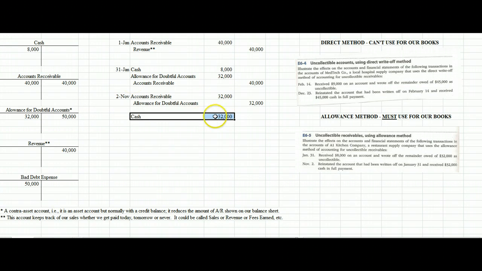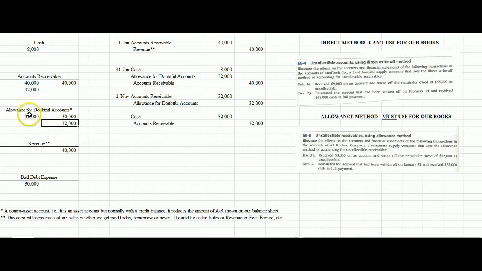So we debit cash for $32,000. Cash is an asset. Assets increase with debits. Accounts receivable is an asset. It's going to decrease with a credit. So let's post these two journal entries here and see if that helps. All right, accounts receivable currently has a zero balance because we wrote them off before. So let's put $32,000 back on, and let's undo this $32,000 worth of using up the placeholder account.